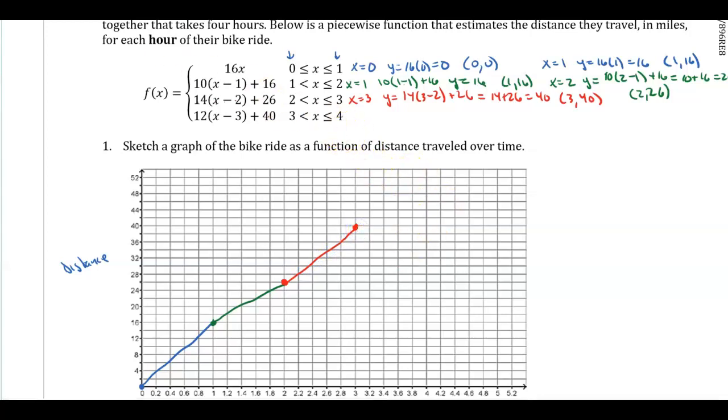Now the last one here, right, I know my endpoint again is going to start here because 3 minus 3 is 0, 12 times 0 plus 40. Now when x is 4, you're going to get a y value of 12 times 4 minus 3 plus 40, which is equal to 12 times 1 plus 40, which is 52. So here you would get (4, 52) and connect those dots.